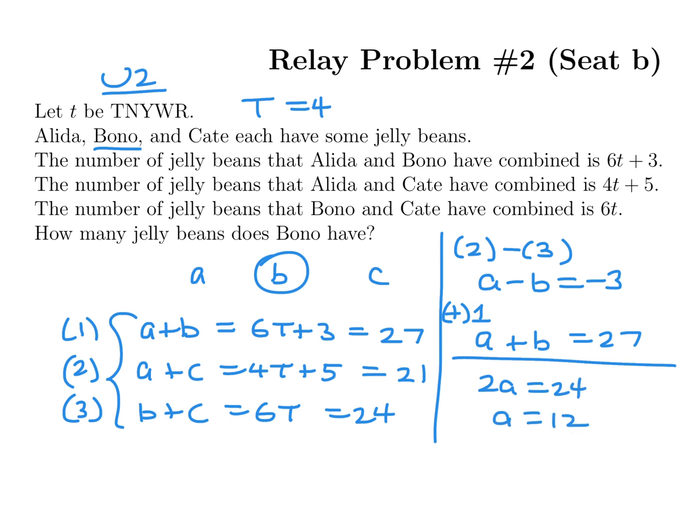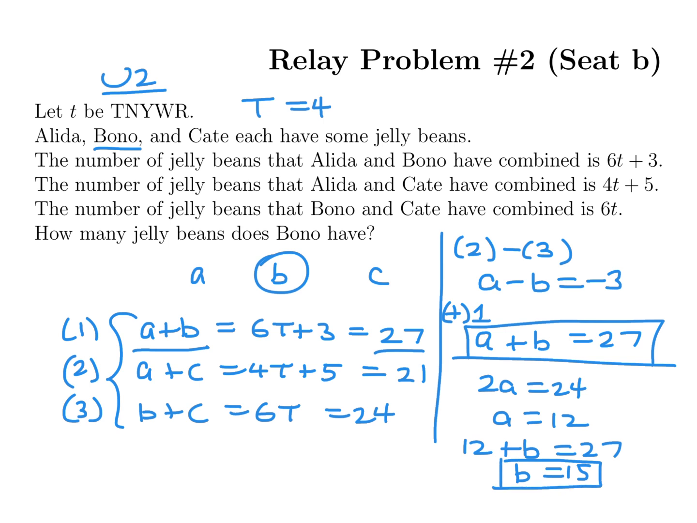And then to get B, I just substitute that back into any of these. So substitute it back into this one. So 12 plus B is 27. So that means B is equal to 15. And that's what they wanted. B is what I use to represent the number of jelly beans that Bono has.